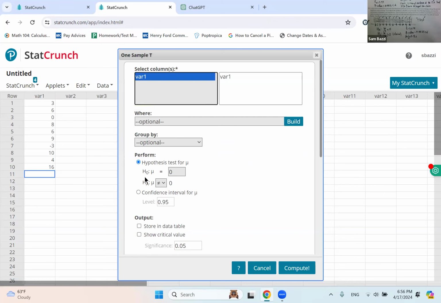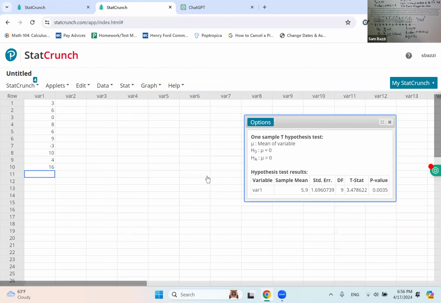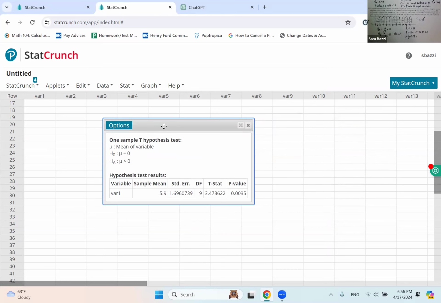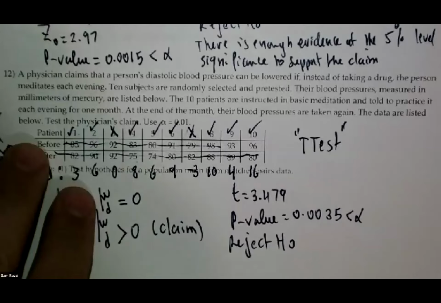Right here, again, we have the 0 there, great. Greater than 0, guys, that's what we want. And bingo, compute. Let me show you the results. There you go, exactly what I got. Next question, stop share.